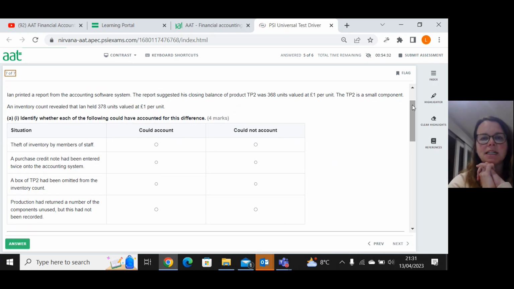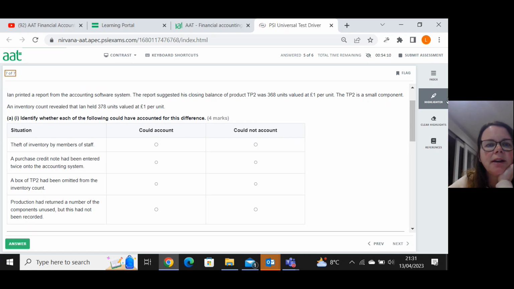The report suggested his closing balance of product TP2 was 368 units valued at £1 per unit. The TP2 is a small component. An inventory count revealed that Ian held 378 units valued at £1 per unit. So in other words, his software is saying 368 units valued at £1, but he's actually got more.